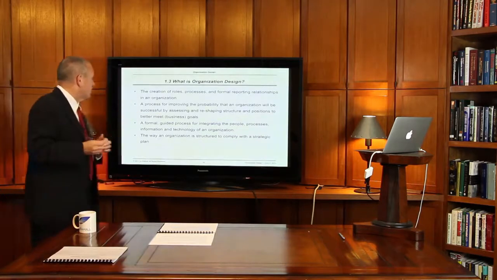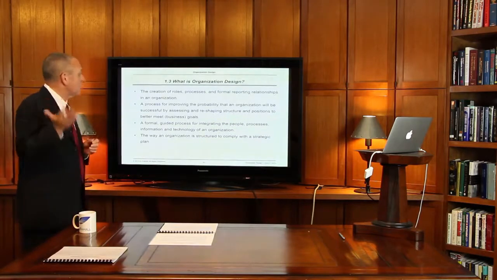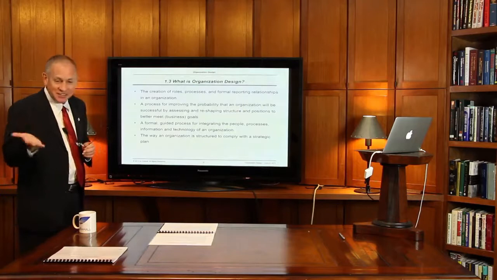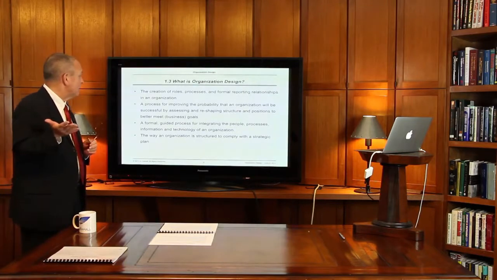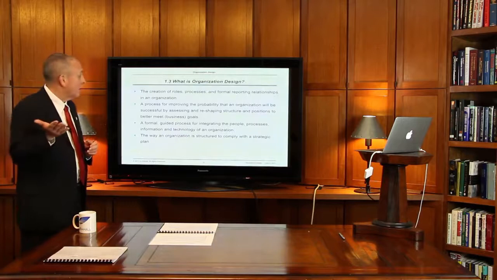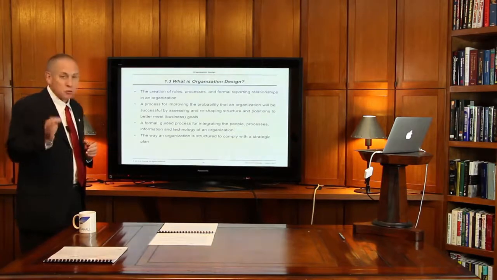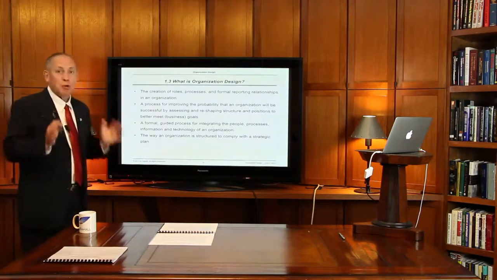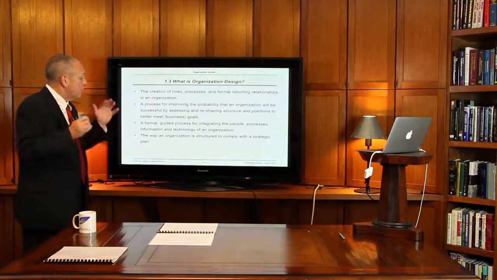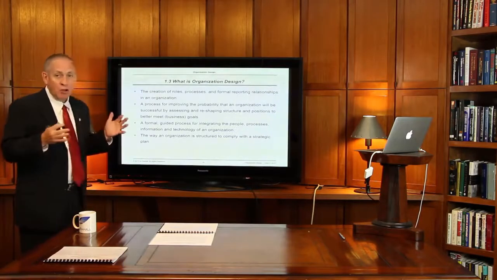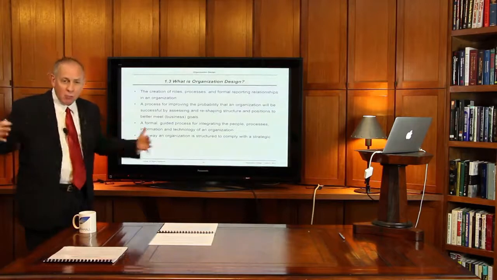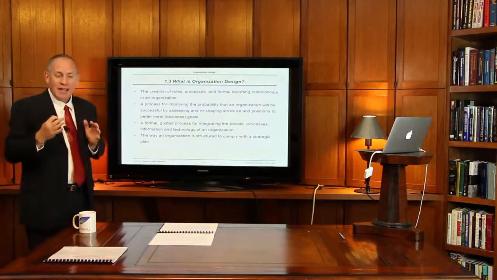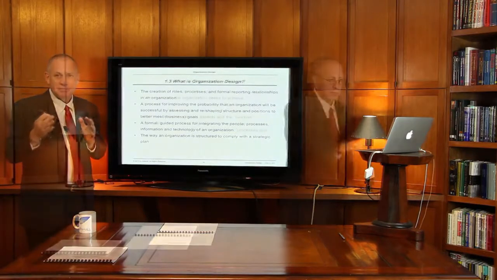So an organization design process is there to improve the probability that an organization will be successful. This is why the organization exists, is to be successful. If it's an organization redesign, we're reshaping the structure and positions to better meet our business goals. So organization design is a process. It's a formal guided process for integrating people, business processes, information, technology, structures, jobs, etc., bringing all of these things together so that we have a structure, a model that, again, is aligned to achieve our business results.